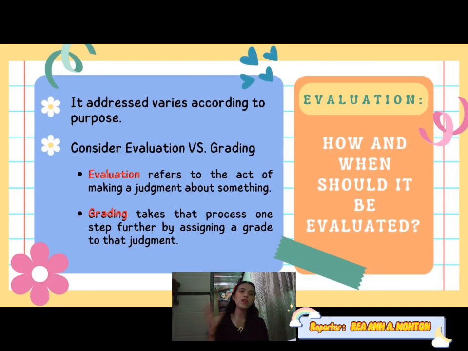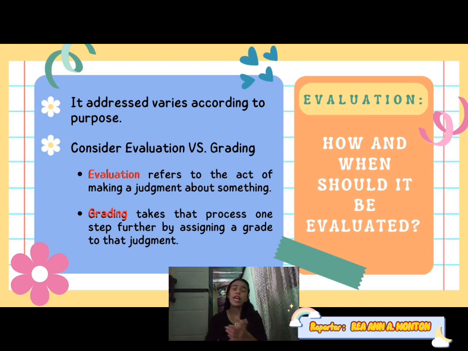So how could we evaluate? How and when evaluation is addressed varies according to its purpose. Okay, so consider evaluation versus grading. How could we evaluate a portfolio? First, let us define the difference between these two. Evaluation refers to the act of making a judgment about something. You evaluate, you judge about that particular thing. Grading takes that process one step further by assigning a grade to that judgment.